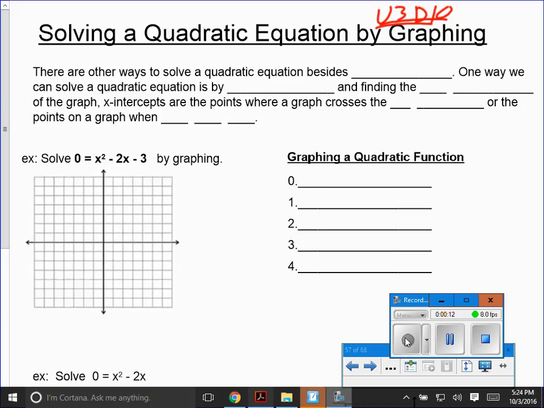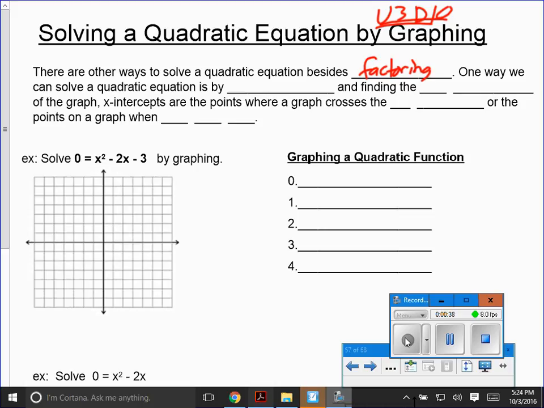So yesterday we started working with quadratic functions and finding the vertex, that maximum point. And what we're going to do today is use what we did yesterday in order to solve a quadratic equation using the graph. There are other ways to solve an equation besides factoring. That's what we focused on so far.